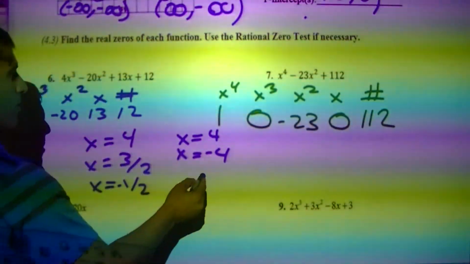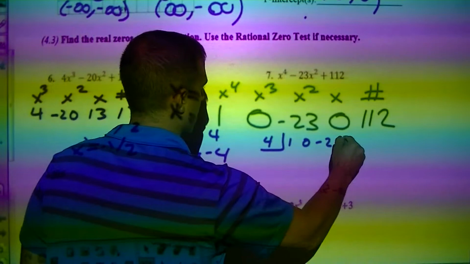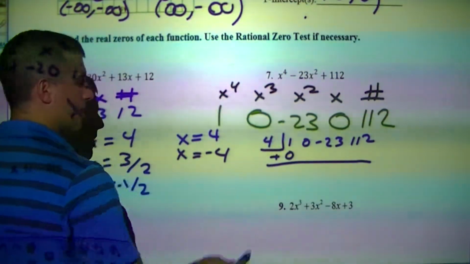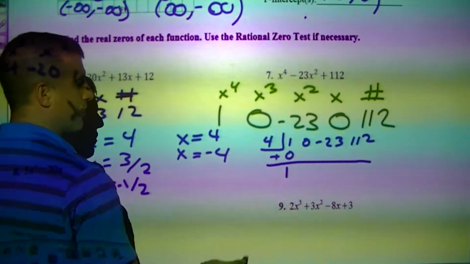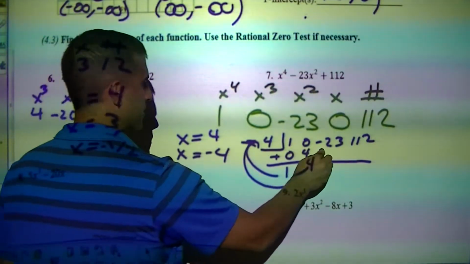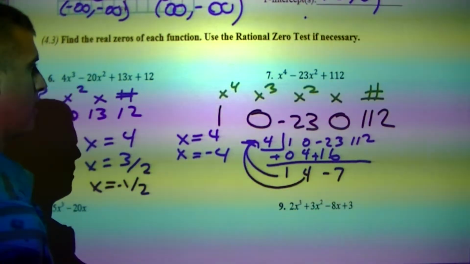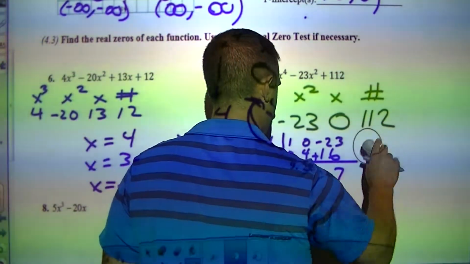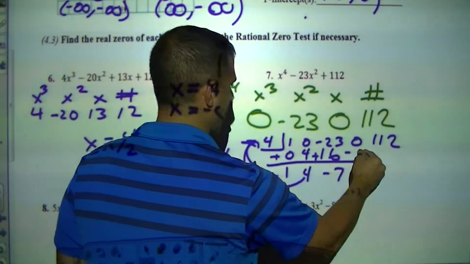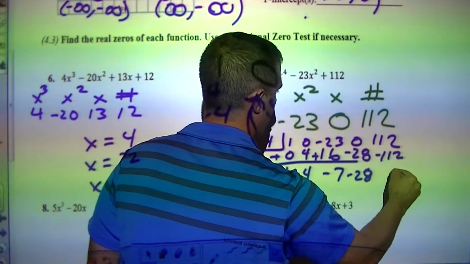If that's the case, we're going to use synthetic division. We start out with a +4. That's 1. I take that and multiply by this number, and it's going to be 4. Take that and multiply, it's going to be 16. That's going to be -7. Whoops, I left out the 0 here. Hold on. That'd be -28. That'd be -112. That would be 0.